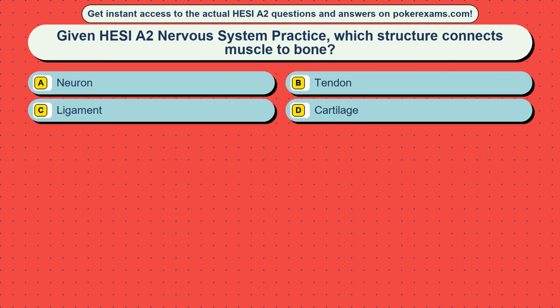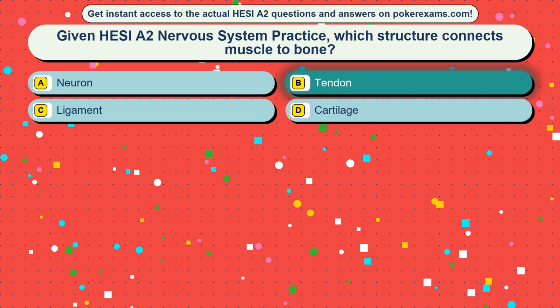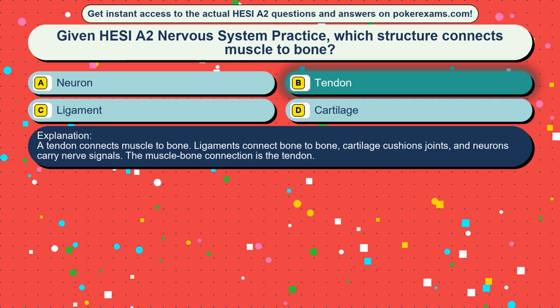Question 48. Given HESI A2 nervous system practice, which structure connects muscle to bone? Option A, neuron. Option B, tendon. Option C, ligament. Option D, cartilage. The correct answer is option B, tendon. A tendon connects muscle to bone. Ligaments connect bone to bone. Cartilage cushions joints, and neurons carry nerve signals. The muscle-bone connection is the tendon.